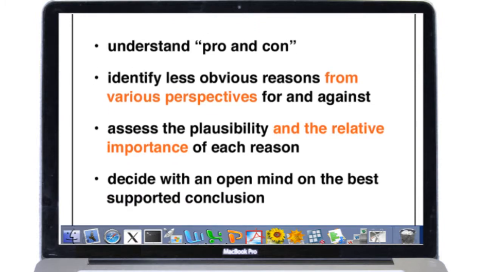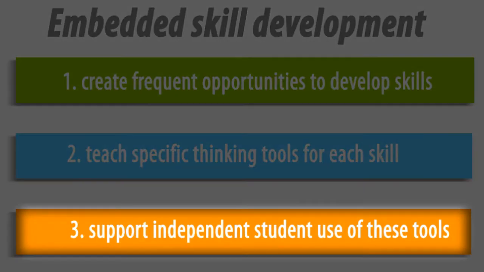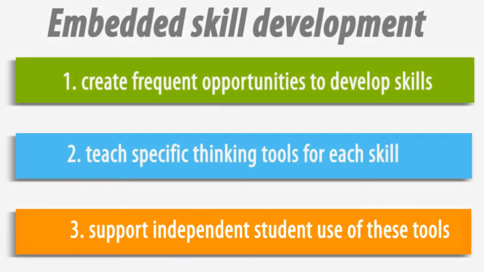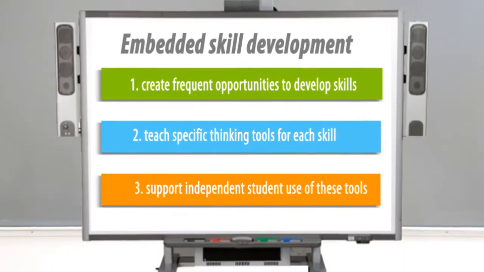The last consideration in embedding skill development is ensuring that students learn to use the thinking tools independently without prompting and constant direction from the teacher. To ensure this, we must gradually increase the extent to which students apply and monitor their use of the tools on their own. We can encourage this transfer of responsibility in 4 stages.